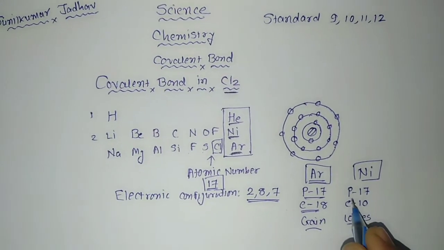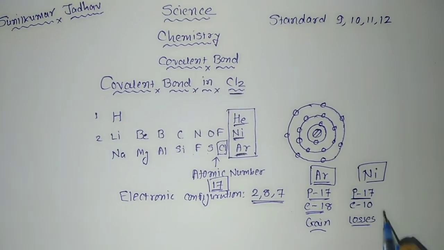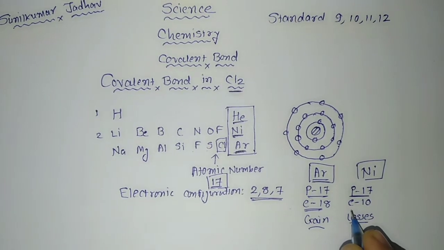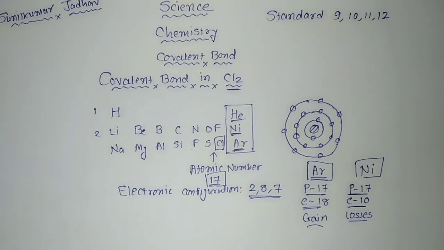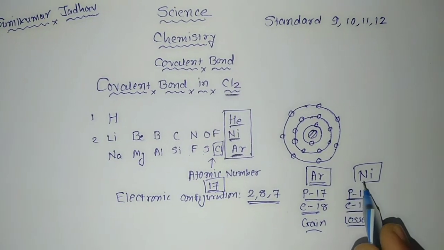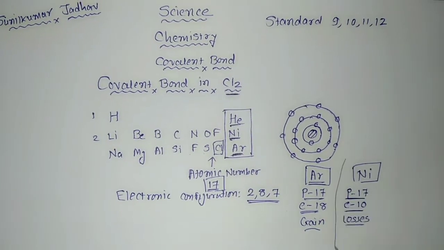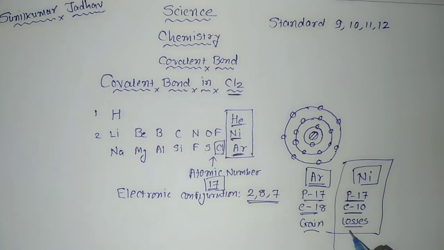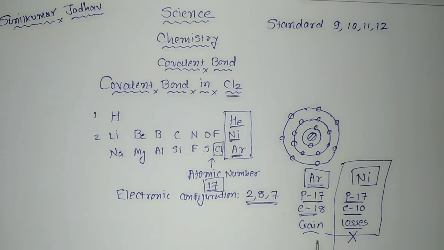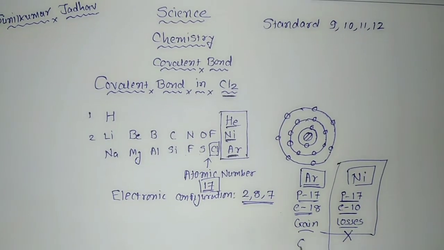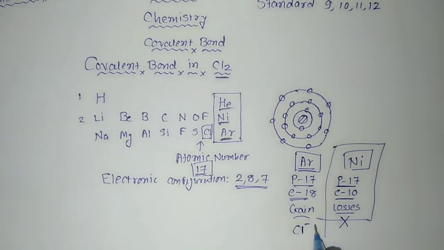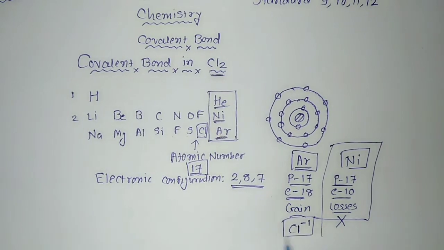So in this case you can see there are 17 positive charges in the nucleus and only 10 negative charge electrons revolving around it. It is unstable, so this electronic configuration is not possible. So generally chlorine gains one electron to make its charge Cl minus 1. This is what we know.